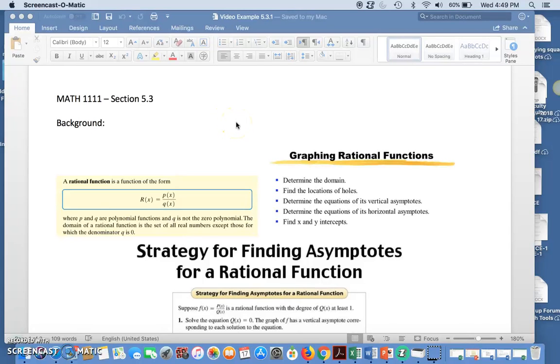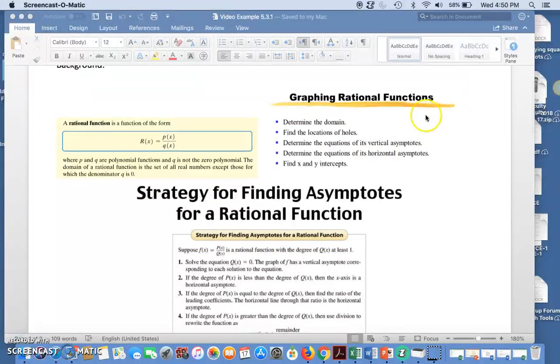Okay, this is section 5.3, and as you notice, I've got the same background here. We are dealing with rational functions, which is kind of like a fraction. It's a numerator and denominator, but it's more algebraic. Just some various little things that I found.